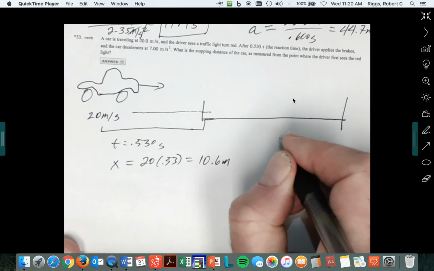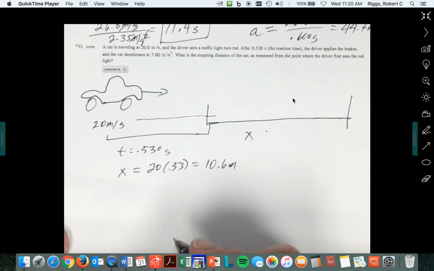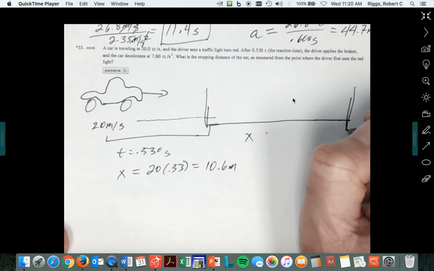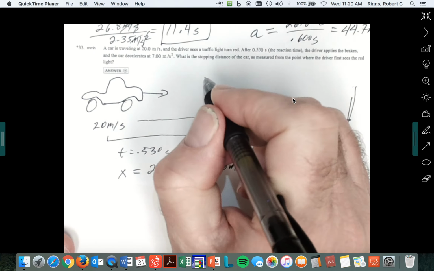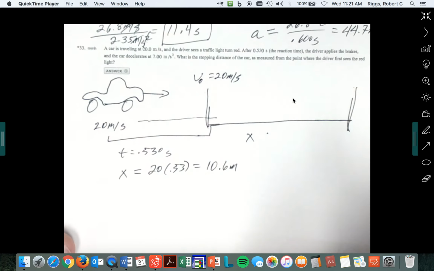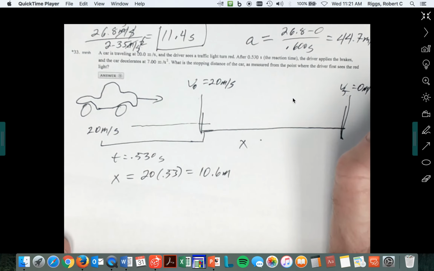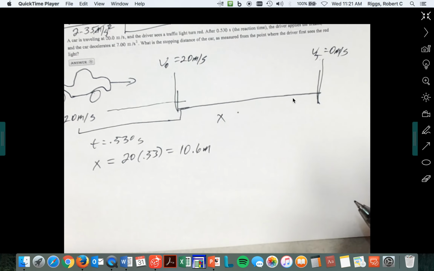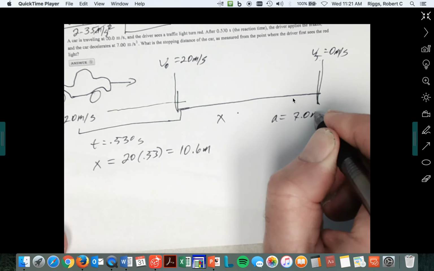But now, okay, so now we've got an initial velocity. Now we've got to figure out this distance after he applies the brakes. Well, that's not going to be too bad, but here's how you set it up. Okay, so now in the second part, I've got an initial velocity of 20 meters per second. What's my final velocity if I come to a stop? You got it. 0 meters per second. And we want to figure out how far that is. There's ways we can, and we know that the acceleration is 7.0 meters per second squared.